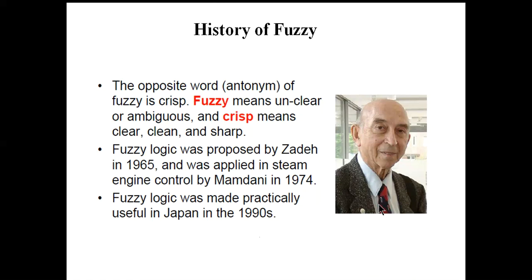Now coming to the history of fuzzy. Fuzzy logic was first proposed by Zadeh in 1965, and was applied in steam engine control by Mamdani in 1974. However, fuzzy logic became very popular and was practically implemented in Japan in 1990 in automation. So that's the history of fuzzy logic.